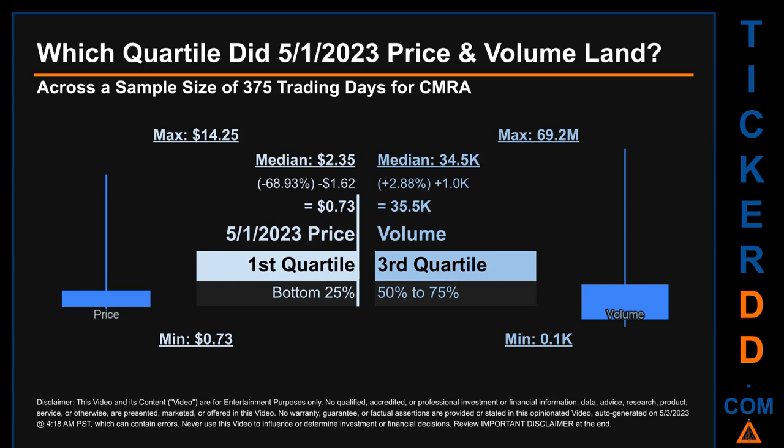Descriptively, CMRA has a median price of $2.35. Therefore, the 1st of May 2023 price was lower from that middle marker by 68.93%. The day's volume of 35.5 thousand was more than the median by 2.88%.